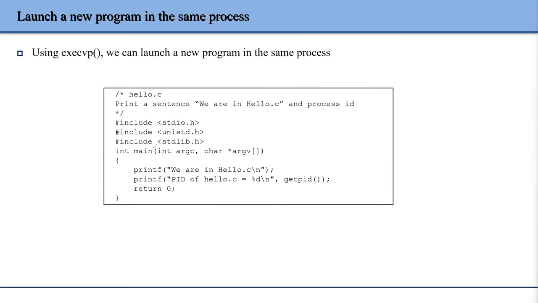So here is the simple example for using the execvp. Suppose here we have a program called hello.c. Within the hello.c, we only need to print out "we are in" and the process ID of the hello.c.